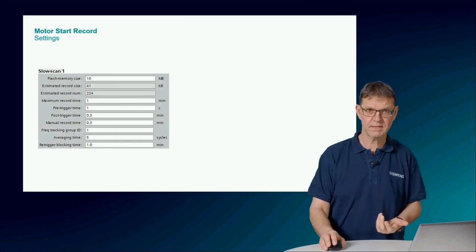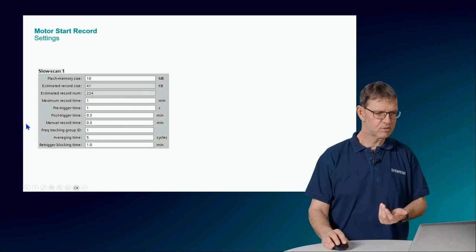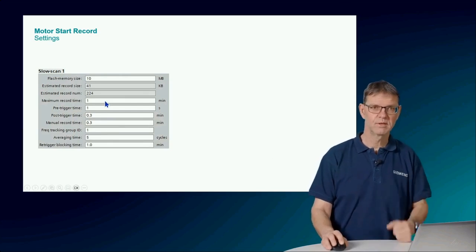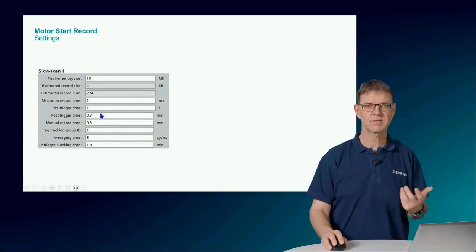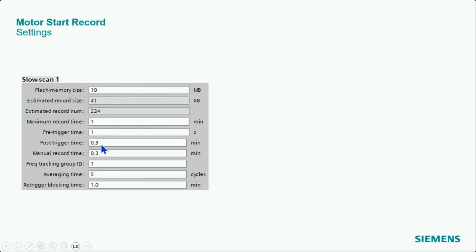Okay, here we have the settings. We have a maximum record time. Good. Then the pre-trigger time in seconds, the post-trigger time in minutes, because it comes from this slow scan record, and here normally the time scale is minutes and not seconds, like in a fault record for the protection. And then we just decided to add 1 digit, so 0.1 means 6 seconds.